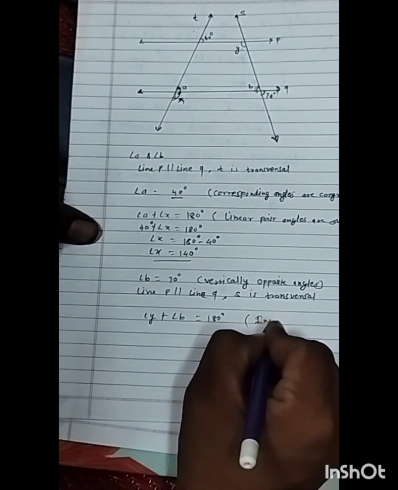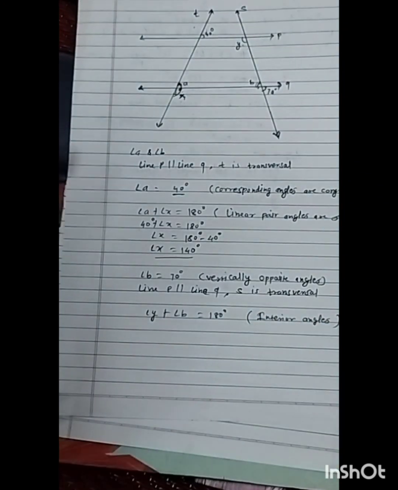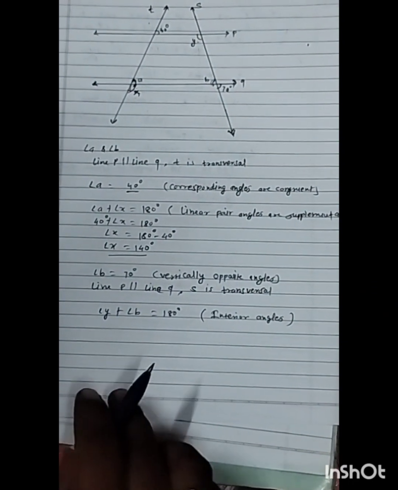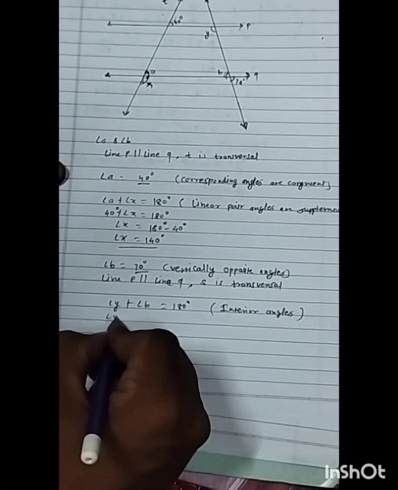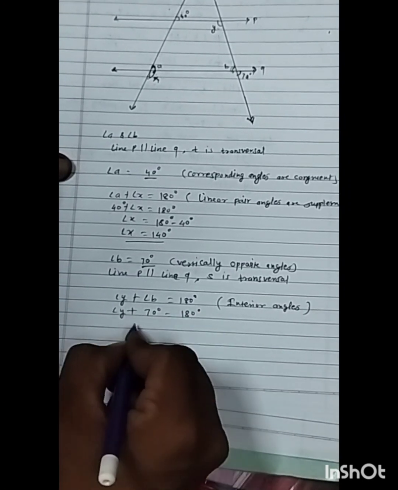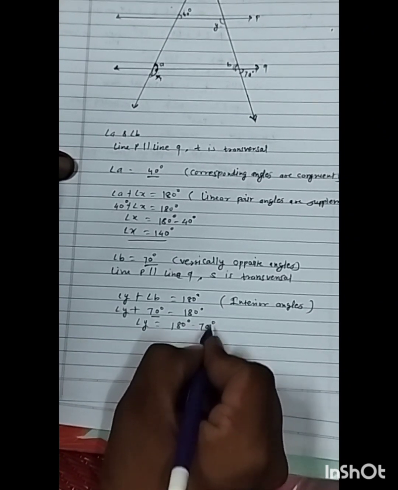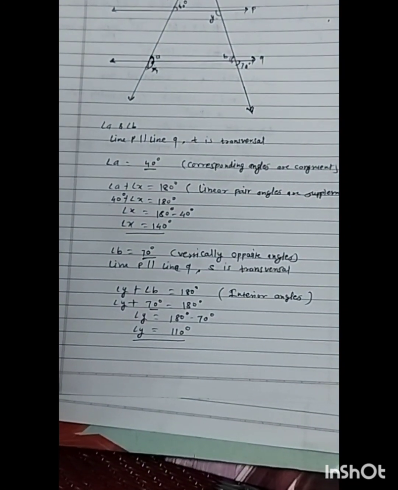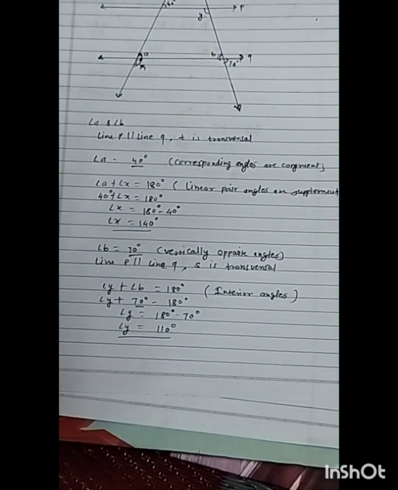So already students you know that interior angles are also supplementary angles. So we can write interior angles. We will get angle Y plus angle B is equal to 180. Already we got angle B is equal to 70 degrees. So angle Y plus 70 degrees is equal to 180. The 70 is for addition here, it will go to the other side for subtraction. So angle Y is equal to 110 degrees. So like this we got angle X as 140 degrees and angle Y as 110 degrees.